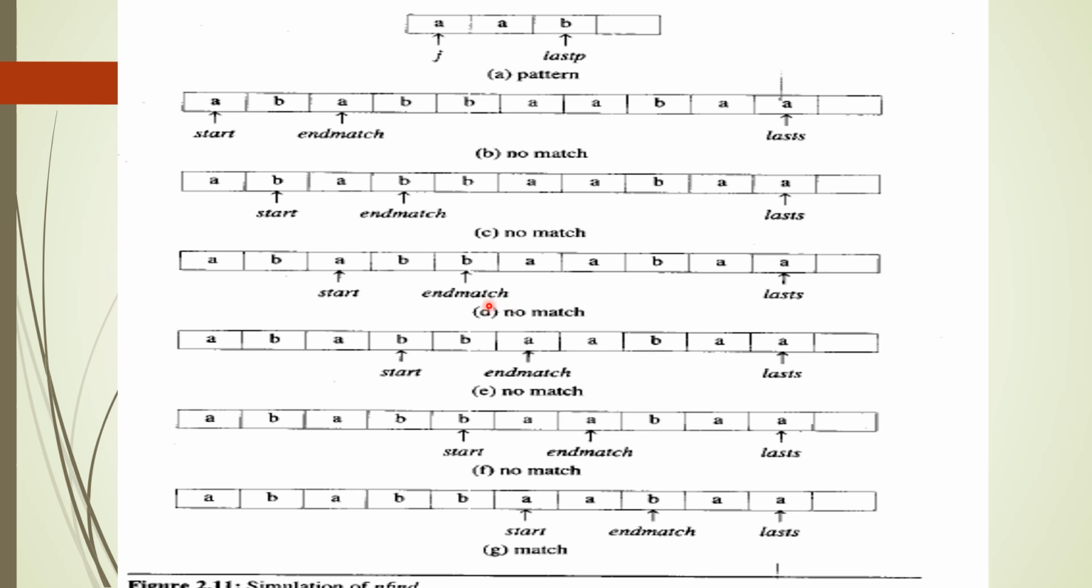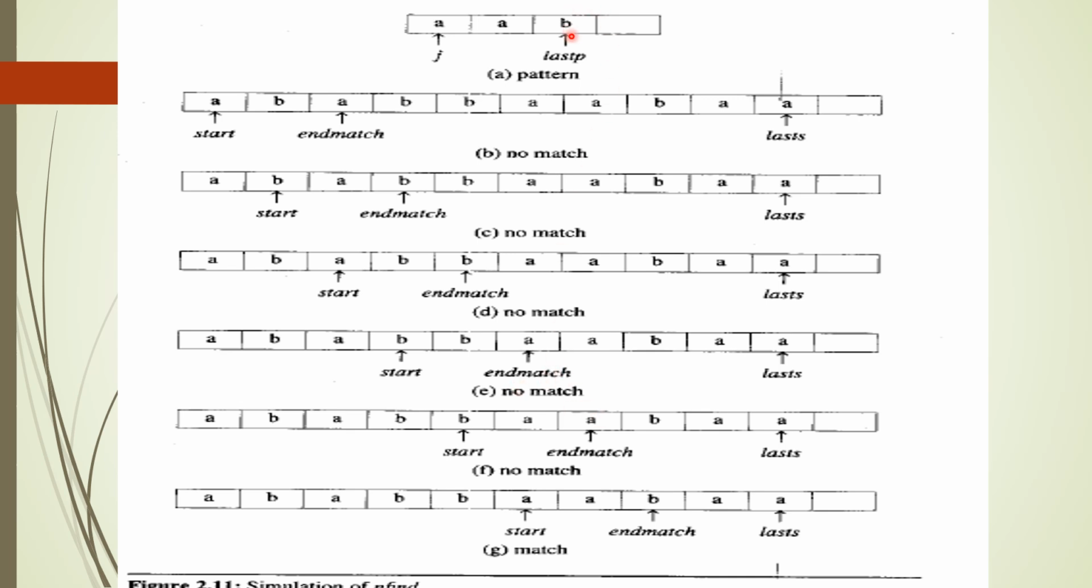So now again you compare B with B, that is the last character of the pattern with the corresponding character in the text. There is a match, so you start comparing from the beginning. Here A is compared with A. There is a match. Then A is compared with B. A mismatch occurs. Whenever a mismatch occurs, you have to increment the start and end pointers by 1. So start will be incremented by 1, and end match is also incremented by 1.